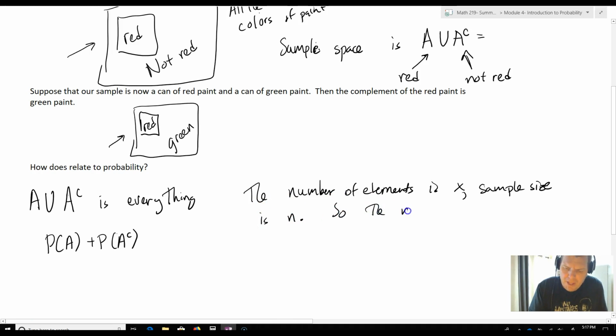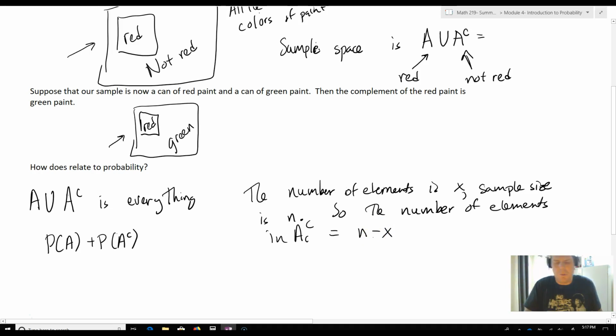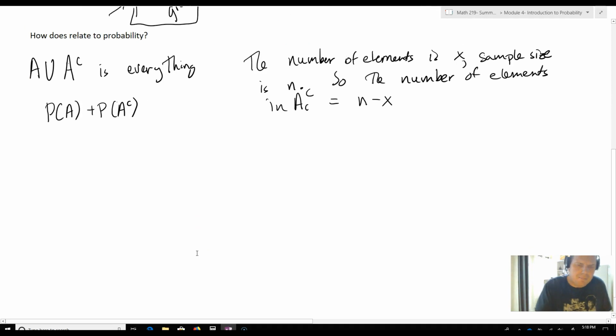So the number of elements in A complement is going to equal N minus X. Okay, so it's going to be everything else. So when we look at probability from a definition standpoint, the probability of A is going to equal X over N, and the probability of A complement is going to equal N minus X over N.